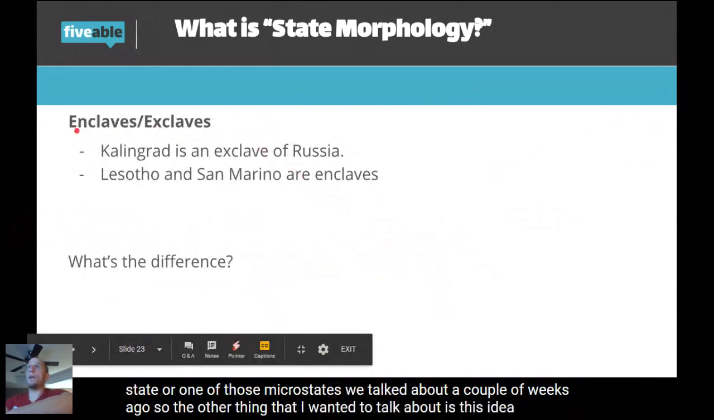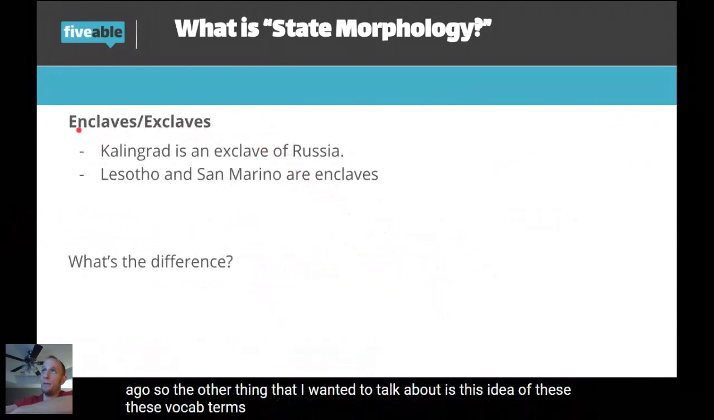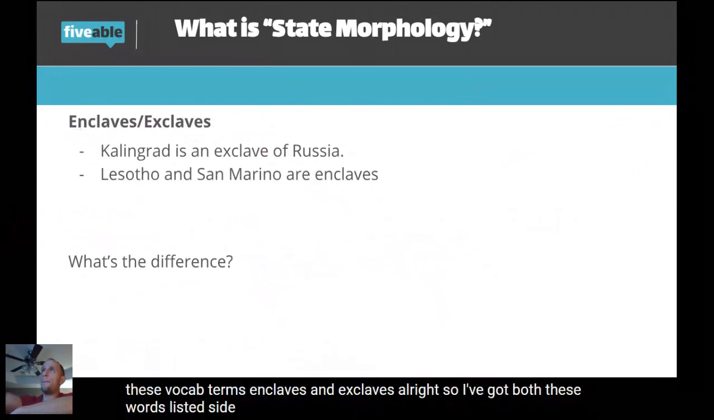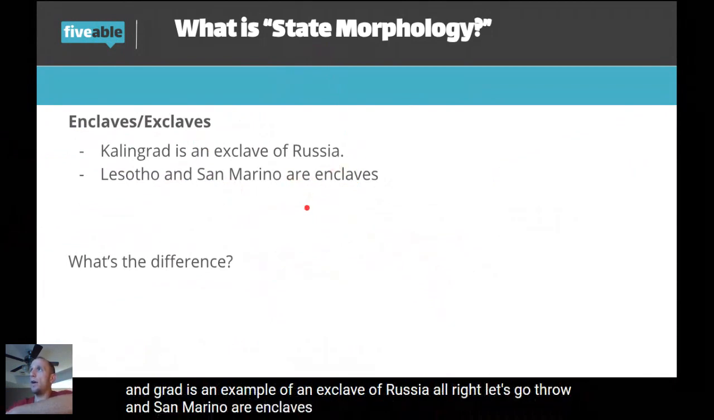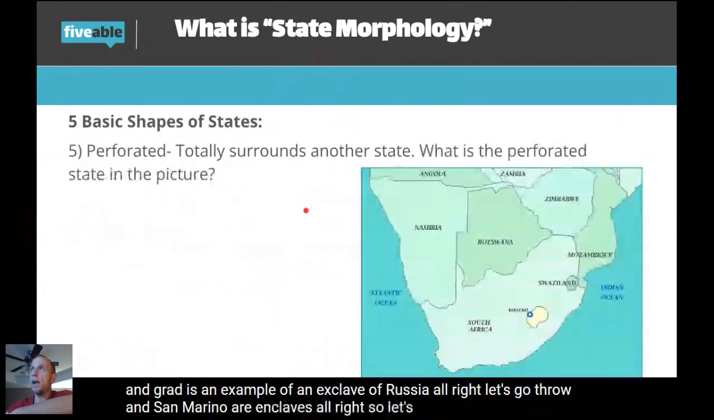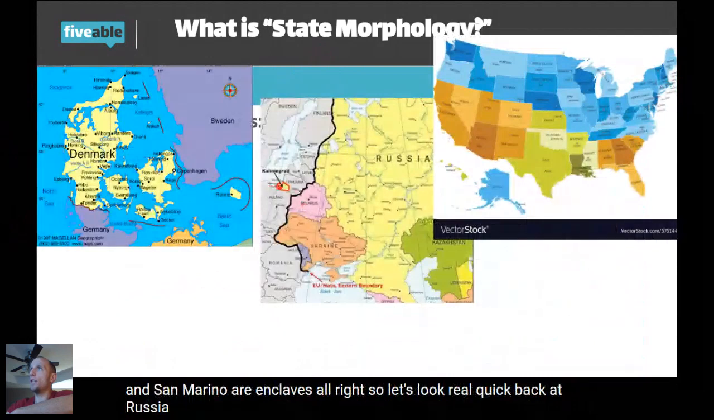So another thing that I wanted to talk about is this idea of these vocab terms, enclaves and exclaves. I've got both these words listed side by side. And I mentioned here that Kaliningrad is an example of an exclave of Russia. Lesotho and San Marino are enclaves. So let's look real quick back at Russia. Here it is. That right there is an exclave of Russia.